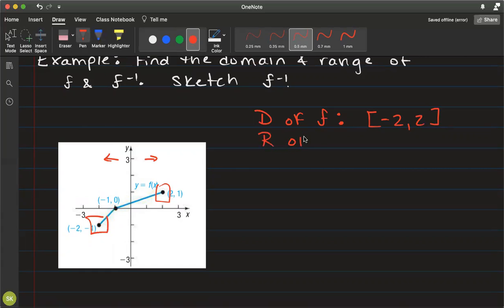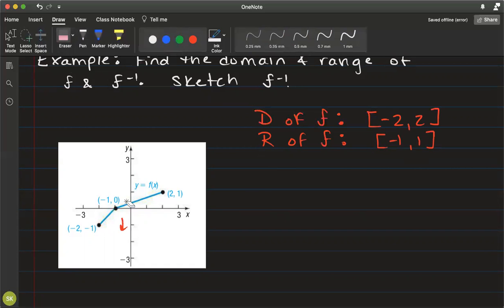And the range of f, remember that is how far up and down we go. So the furthest point down is also this point, and the furthest point up is this one. But this time we're going to look at the y values, which are -1 and 1. Now let's use that property I mentioned a little while ago about reversing the domain and range of our inverse function.